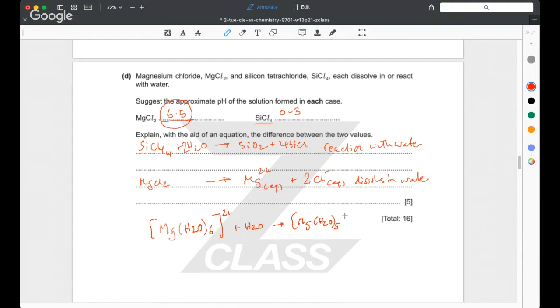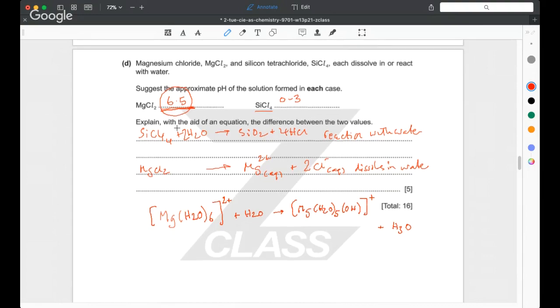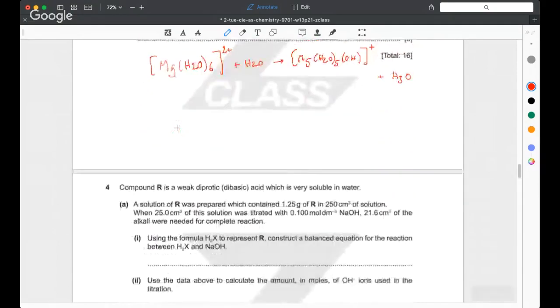You've got 5 water ligands, and one of the water ligands has lost a proton, and the proton has now bound to a water molecule to give you this hydroxonium ion, which is responsible for the slight acidity of the solution that you recalled up here. So that's just an explanation of why the solution of magnesium chloride is slightly acidic. But as far as the CIE syllabus is concerned, you're just expected to know in recall that the solution of magnesium chloride is slightly acidic.